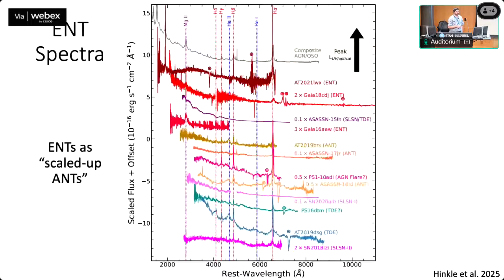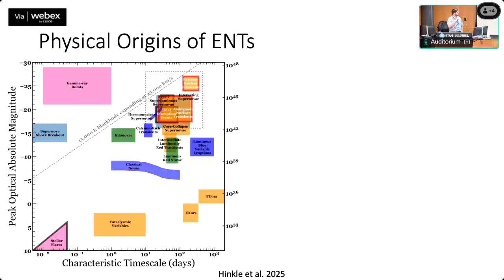When we look at their spectra, I think they're kind of just scaled up ambiguous nuclear transients. They have some of the narrow emission lines that tell you that there's either ongoing or perhaps just recent AGN activity in the host galaxy, but these very nice blue continua persist, again pointing towards this accretion picture. But of course, all of this is nice. We found some really cool events, but what's going on physically?